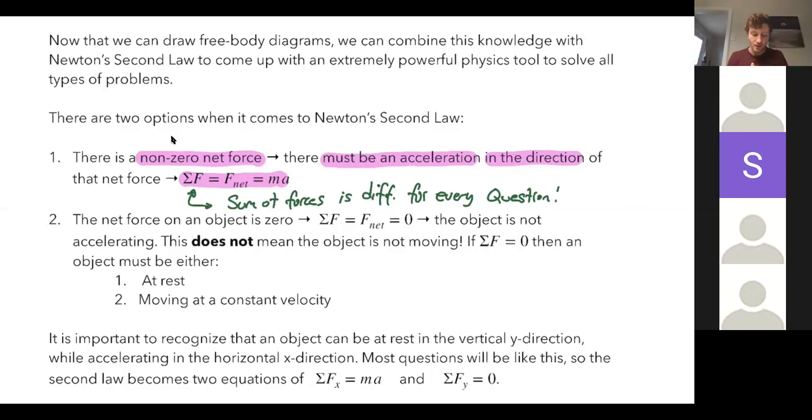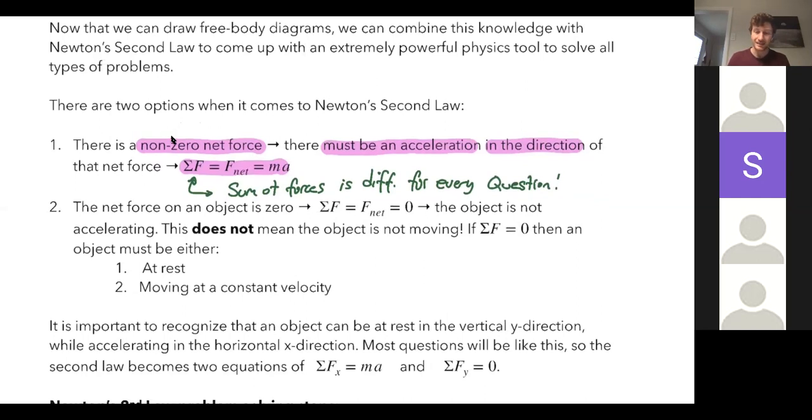Okay, it's like different flavors of ice cream. You're always going to get ice cream, but you can have chocolate, vanilla, mint chocolate chip, cookie dough, brownie, whatever it is. Then this is going to change, but you're always going to end up with a cone of ice cream. Okay, so that's option number one. You get a net force, you get an acceleration.